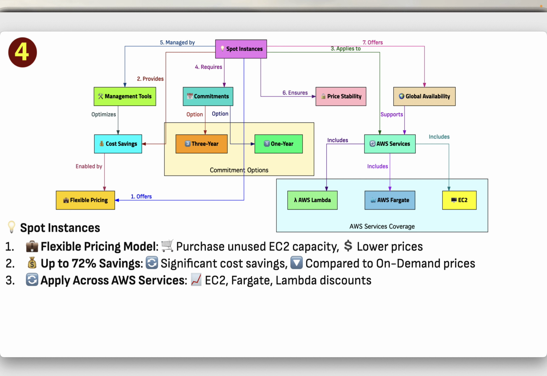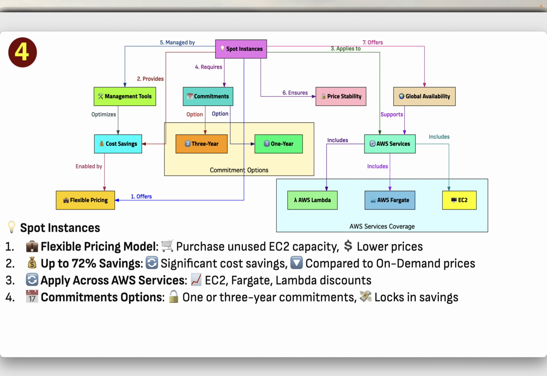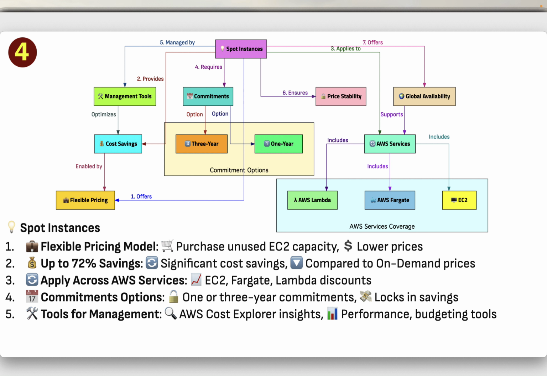They also extend to other services like AWS Fargate and AWS Lambda, offering a broader range of cost-saving opportunities. Spot instances require choosing between 1 or 3-year commitments, which locks in savings beyond the standard on-demand rates, providing long-term cost efficiency. AWS Cost Explorer and other tools facilitate the management of savings plans, offering insights into performance, budgeting, and recommendation for optimization. Upon signing up for Spot instances, the cost for usage remains constant throughout the term, ensuring financial predictability and consistency.